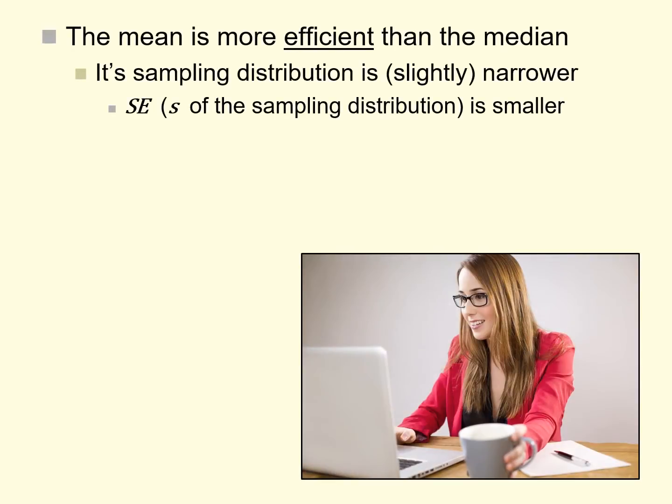So the mean is more efficient, at least slightly more efficient than the median. Its sampling distribution is slightly narrower, or the standard error, that is to say the standard deviation of the sampling distribution, is slightly smaller than is the case in the median.